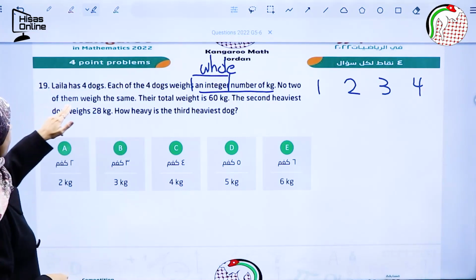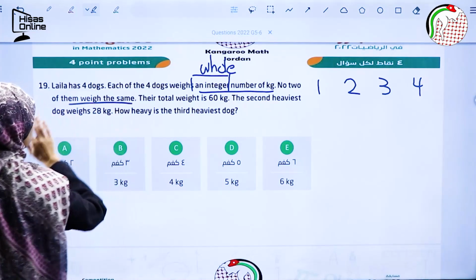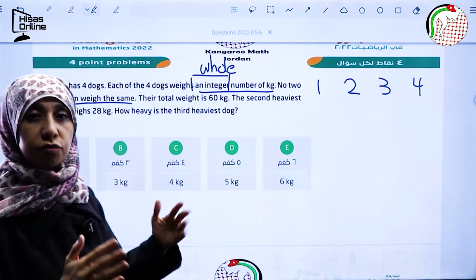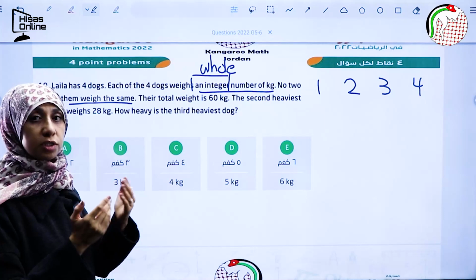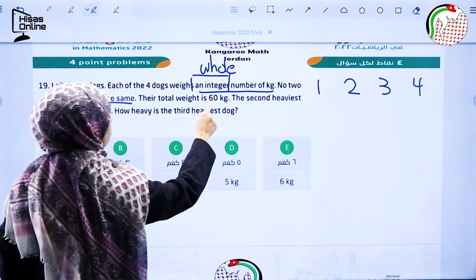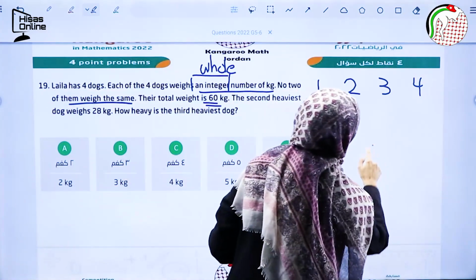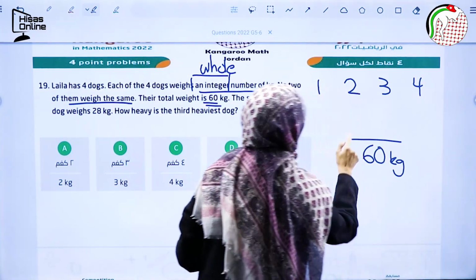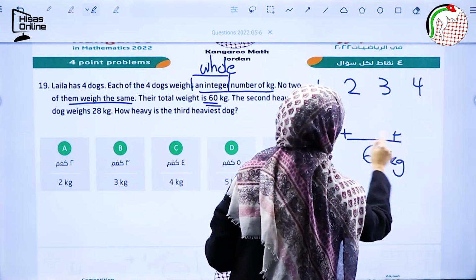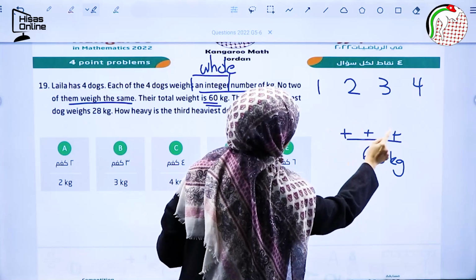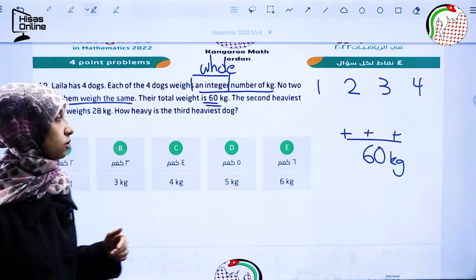No 2 of them weigh the same. So 1, 2, 3, 4, 14, 15, and so forth. And we don't have any 2 dogs weighing the same. Their total weight is 60 kilograms. This is the total. If we add 1, 2, 3, and 4, it's 60 kilograms.